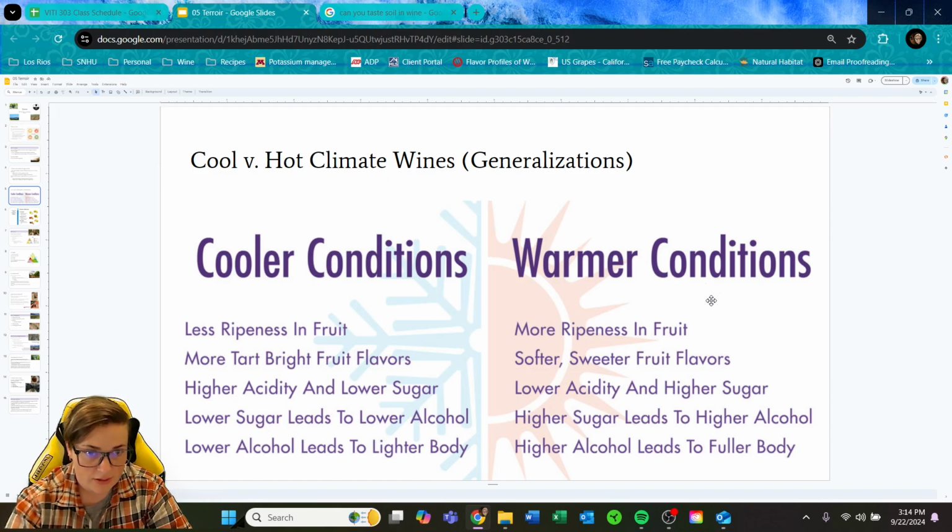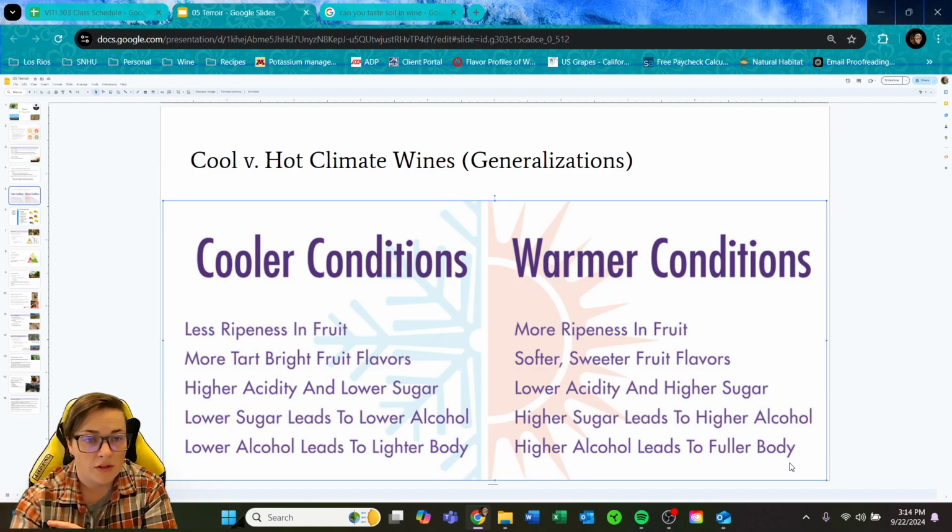Warmer conditions, more ripeness in fruit. So these will be with that less acidity, so they're going to seem softer on the palate, generally speaking. Sweeter fruit flavors or sweeter fruit aromatics. Lower acidity and higher sugar. Higher sugar means higher alcohol, and higher alcohol means fuller body. So in very broad terms, this could be very fruit-forward, jammy, higher alcohol wines.